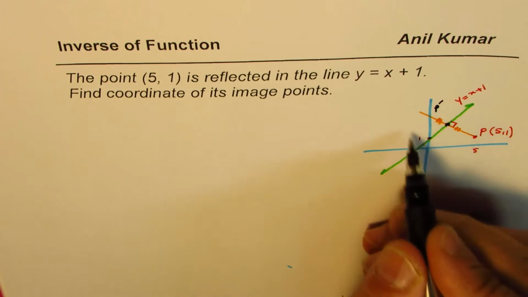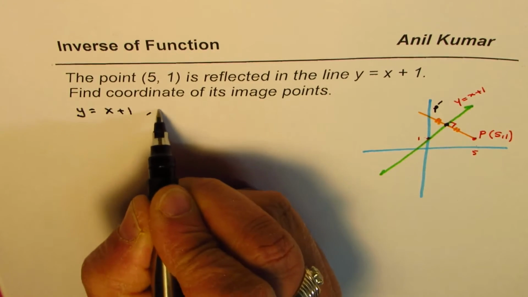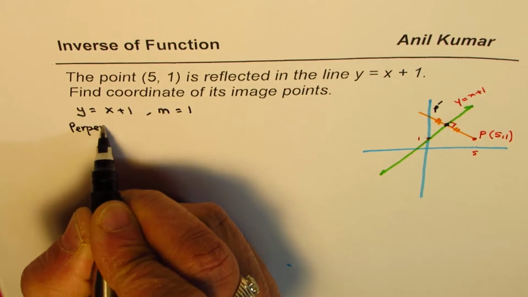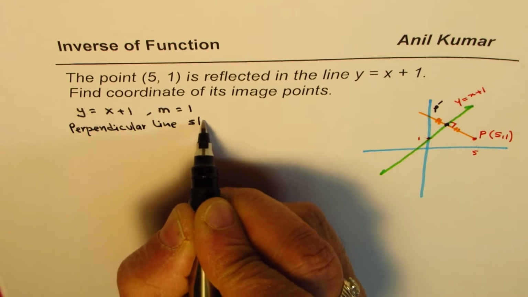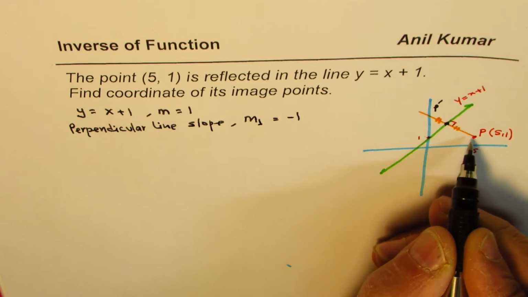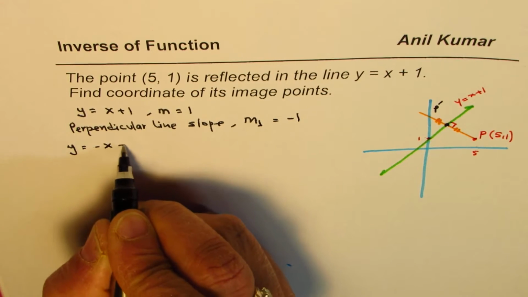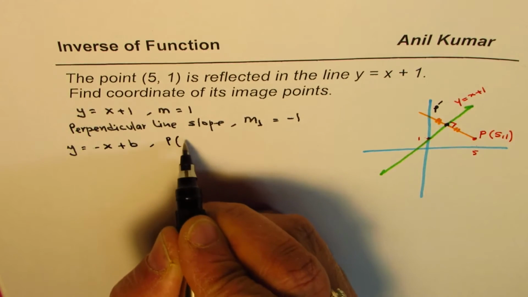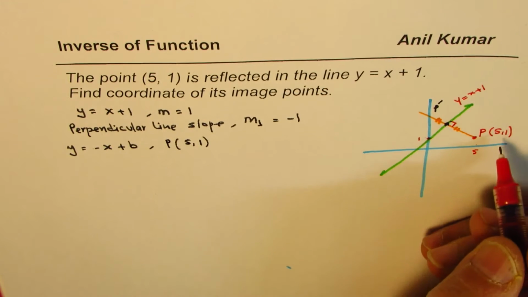Okay, so what we have here is that we are given y = x + 1. Clearly slope is equal to 1. So a perpendicular line's slope should be how much? Minus 1, right? So let's say m perpendicular will be minus 1. So we can write the equation of that perpendicular line as y = -x + b. To find b, we can substitute the point P, which is (5, 1), since that perpendicular line passes through the point (5, 1).